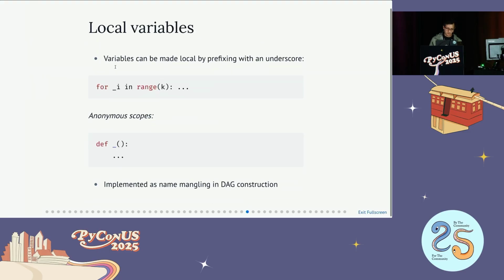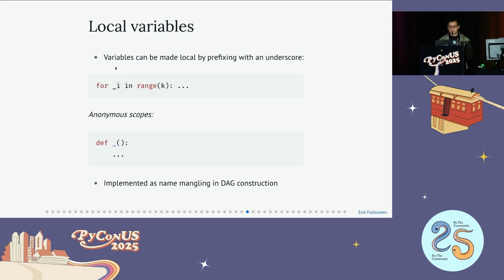Local variables, so this one is sort of an extension that we've implemented. We do realize that sometimes you're doing quick and dirty things, and you do want to rename your loop iterator at the global scope. You want to use the variable i again. So what we do is if you prefix a variable with an underscore, we take that to mean the variable is local to the cell, and that's implemented by doing some name mangling in the DAG construction, in the AST visitor.